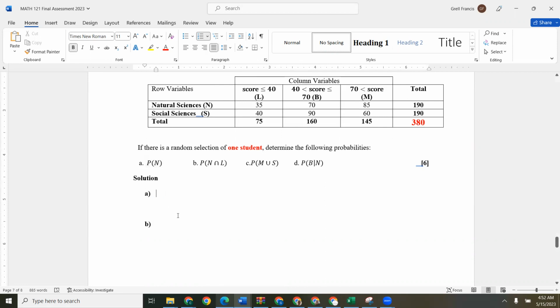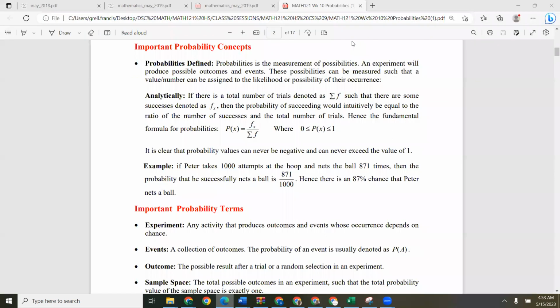For this, we are going to use the fundamental formula for probabilities. It says that if there is a total number of trials denoted as the sum of f, such that there are some successes denoted as f of x, then the probability of succeeding would intuitively be equal to the ratio of the number of successes and the total number of trials. Hence, the fundamental formula for probabilities is the frequency of successes, the number of times that you succeeded, over the total number of trials. Probability values can never be negative and can never be greater than 1.